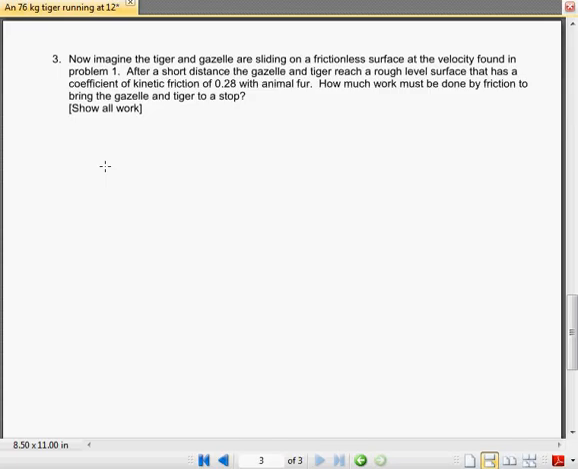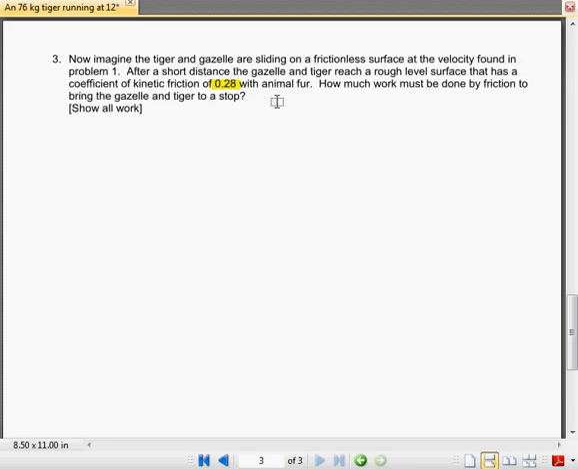Alright guys, now this is the third one, and if I stressed the devil's in the details before, this one's even more complicated, so be very careful. So now it says, imagine the tiger and the gazelle are sliding on a frictionless surface at the velocity found in problem 1. Okay, we got that. After a short distance, the gazelle and the tiger reach a rough surface that has a coefficient of friction of this value right here with animal fur. So okay, it's going to cause them to slow down and eventually come to a stop.